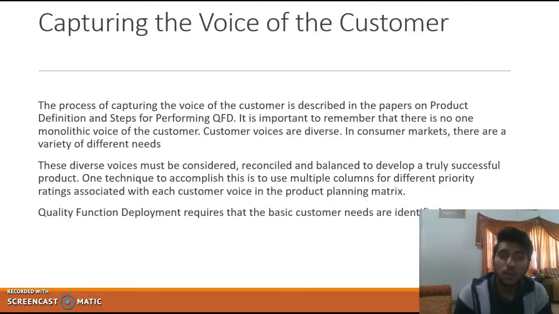One technique to accomplish this is to use multiple columns for different priority ratings associated with each customer voice in the product planning matrix. Quality function deployment requires that the basic customer needs are identified. The customer needs are very important so that the voice of the customer is heard.